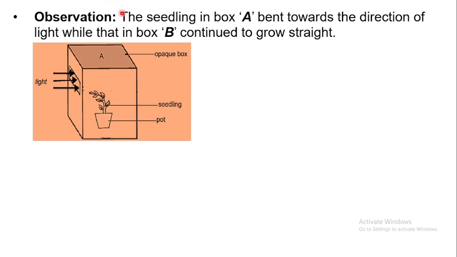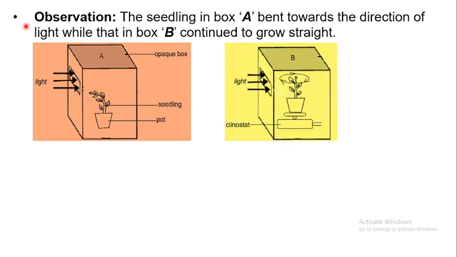So we are saying what will be observed is that the seedling in box A here is bent towards the direction of light, while that of B continues to grow in an upright manner. Why is the plant in B growing upright? Because as it is rotating, remember this plant is rotating, all the parts of the plant are receiving light equally, and as a result, they are going to produce auxins equally. And in effect, the entire plant is going to grow equally as well. So it will not bend towards this direction.